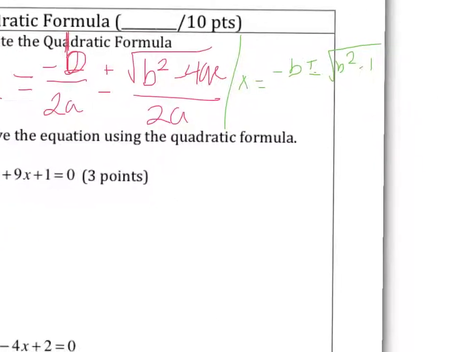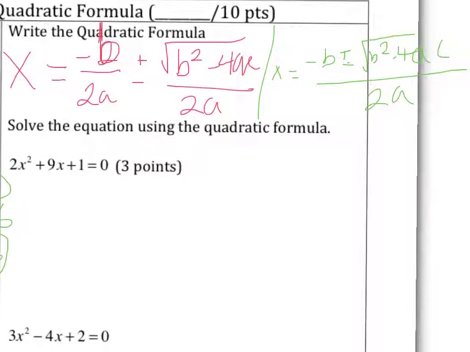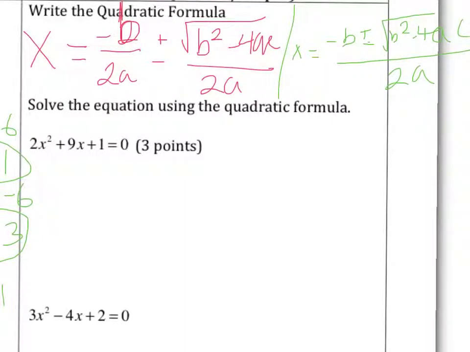I'm going to slide over a little bit. Minus 4ac all over 2a. I don't really care which version that you use. You just got to be able to plug some stuff in. My first equation, I've got 2x squared plus 9x plus 1. A equals 2, B equals 9, C equals 1.